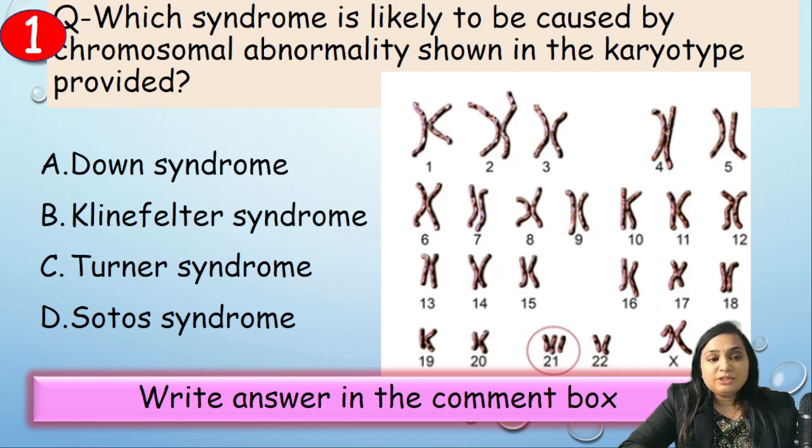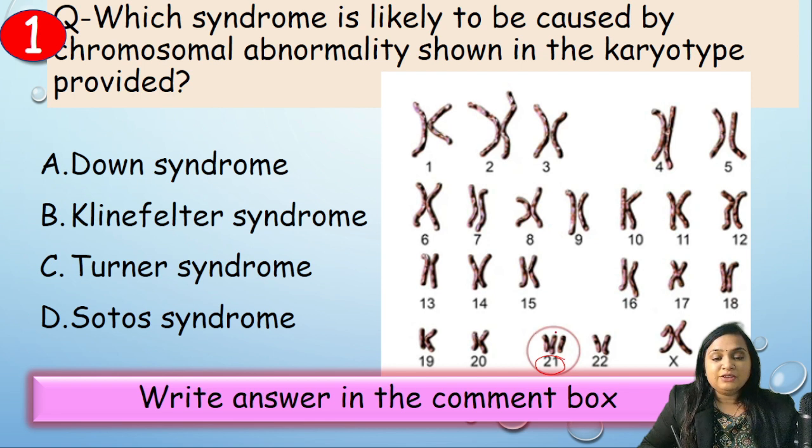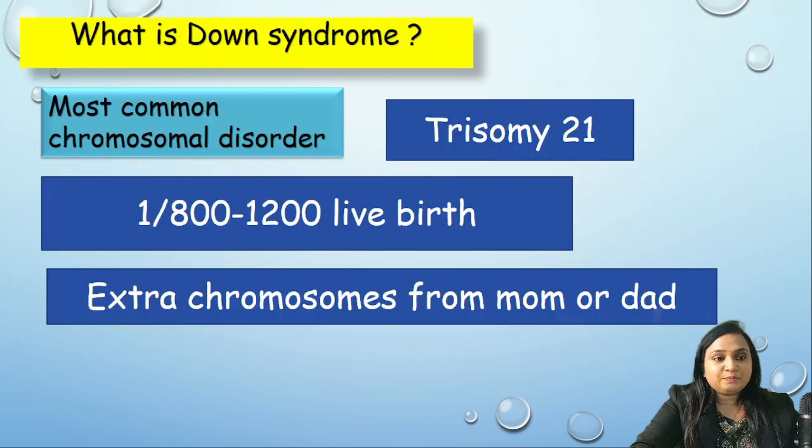So let's start with the questions. Which syndrome is likely to be caused by the chromosomal abnormality shown in the karyotype provided? Options are Down syndrome, Klinefelter syndrome, Turner syndrome, or Sotos syndrome. So we are going to observe the karyotype carefully. The obvious abnormality seen here is that at number 21 there are 3 chromosomes. So it is trisomy 21 and the correct answer is Down syndrome.